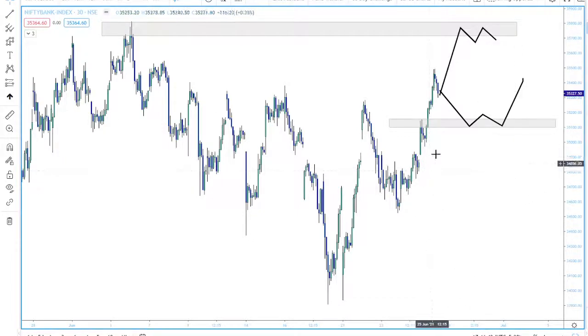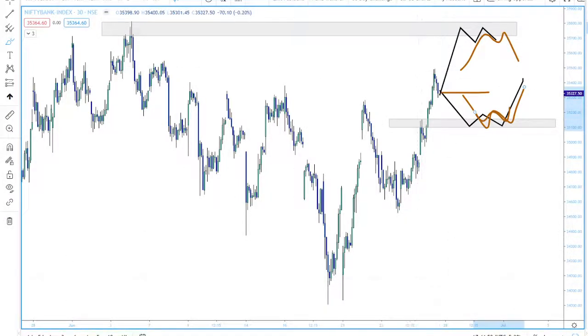So for instance, if the market opens flat, then if price comes down here, I'll be looking for selling opportunities. If price goes up here, I'll be looking for selling opportunities, and if it comes down here, I'll be looking for buying opportunities. So that's pretty clear, right?